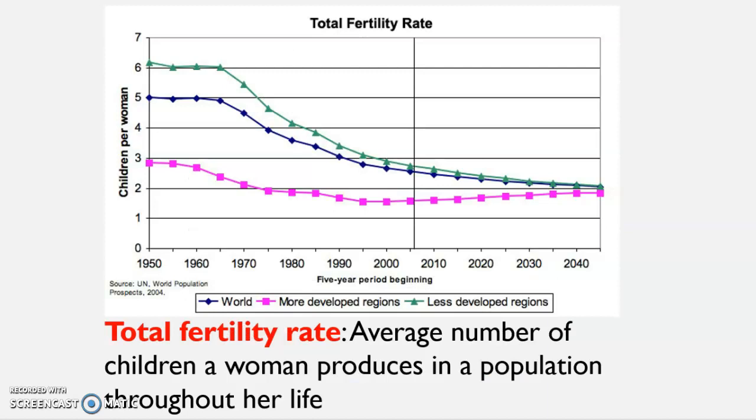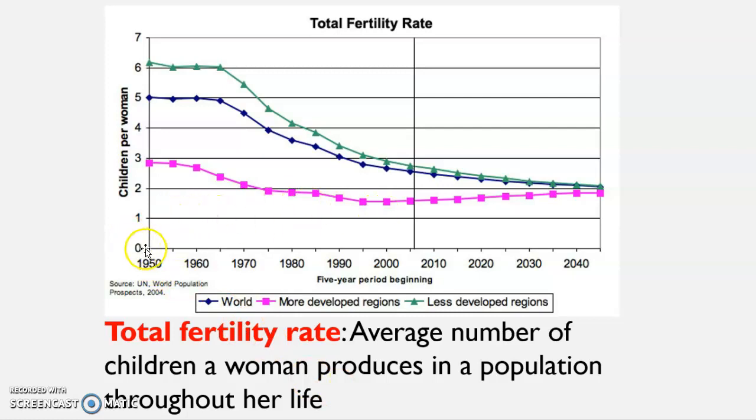Now let's look at some terms. Total fertility rate is important in evaluating population growth, because it's the number of children a woman produces in a population throughout her life. And that will change over time. Used to be in the United States, for instance, people had really large families. Now, families are choosing to have, on average, a fewer number of children. And so that will change the actual growth rate.